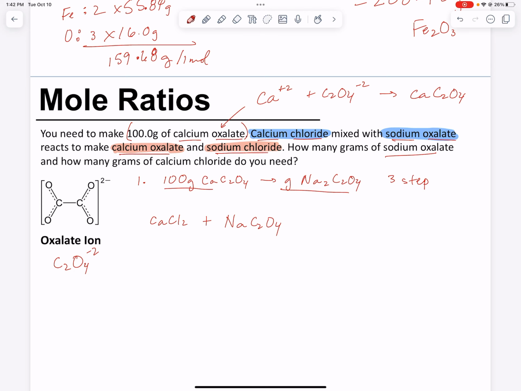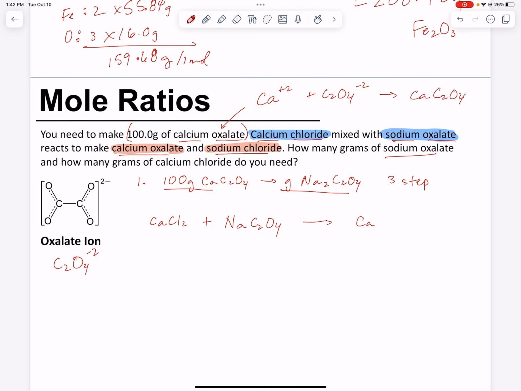These are our 2 reactants. These react to give us our 2 products, which is calcium oxalate and sodium chloride. And then the last thing we need to do is balance this. Oops, I did not write sodium oxalate the right way. There's got to be 2 sodiums for every 1 oxalate.